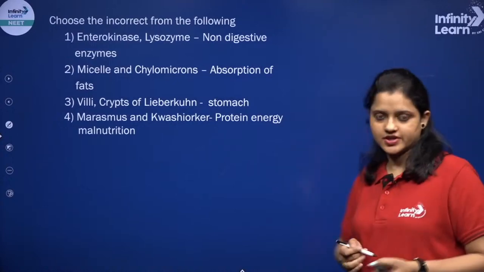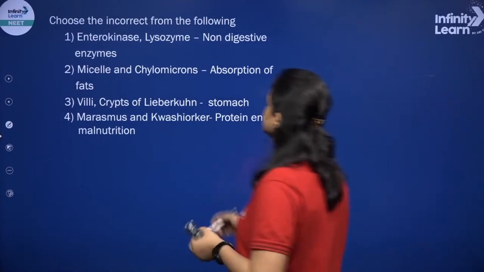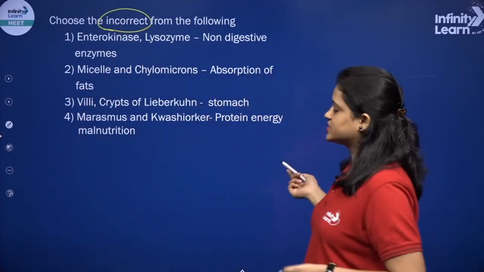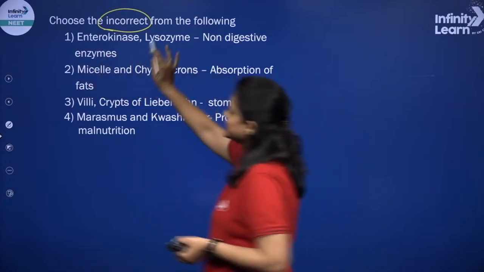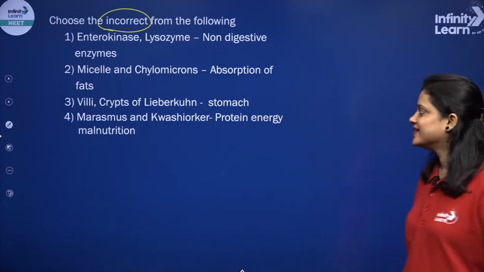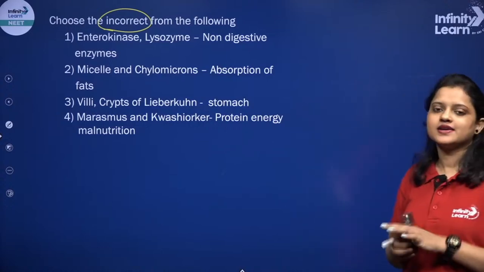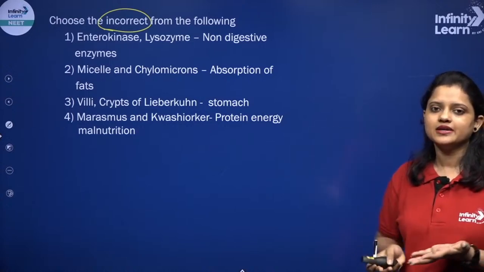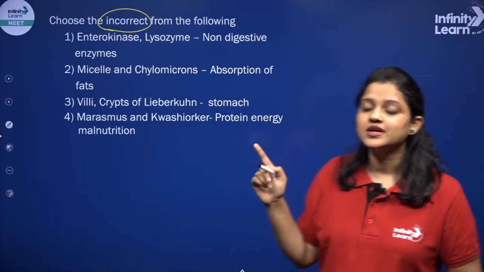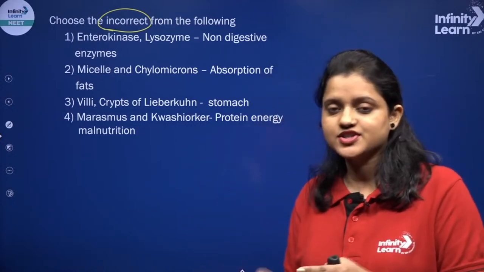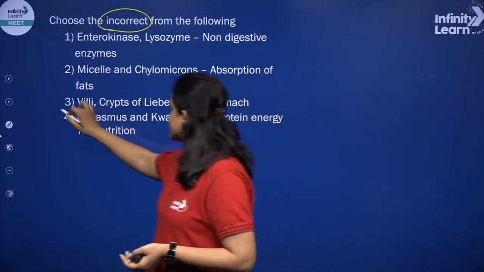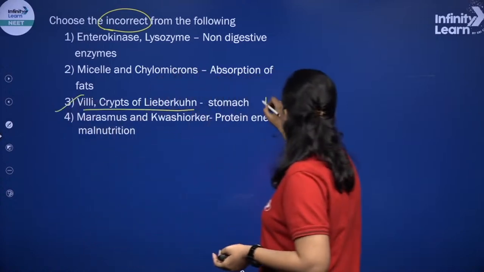Let's move on to our next question. Choose the incorrect from the following. Enterokinase and lysozyme are non-digestive enzymes. Yes, this itself is correct, but we need to find the incorrect one. Micelles and chylomicrons help in absorption of fats. Yes. Chylomicrons are small fat globules which are covered by proteins, right? So they help in absorption of fat. They are absorbed in lacteals. Lacteals are the lymphatic vessels, lymphatic capillaries, which are present in villi. Villi and crypts of Lieberkuhn are present in the stomach.